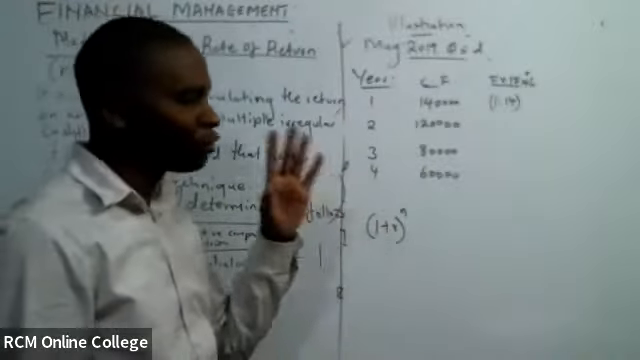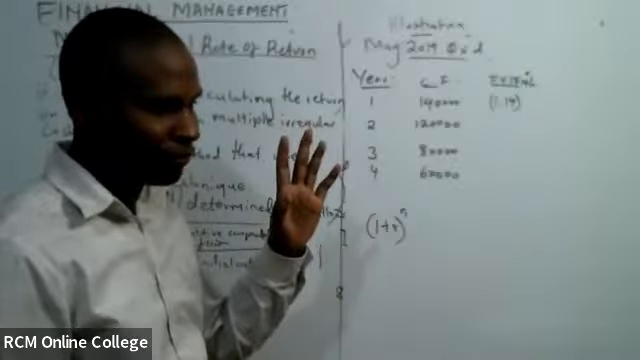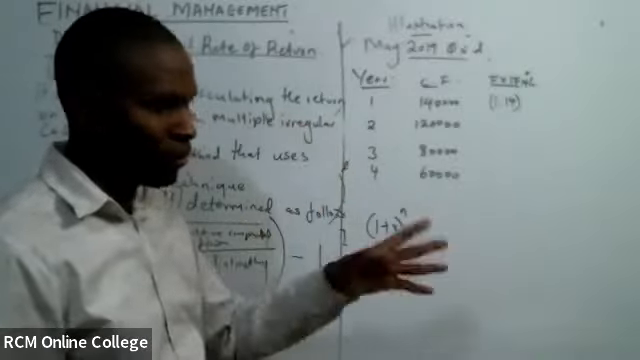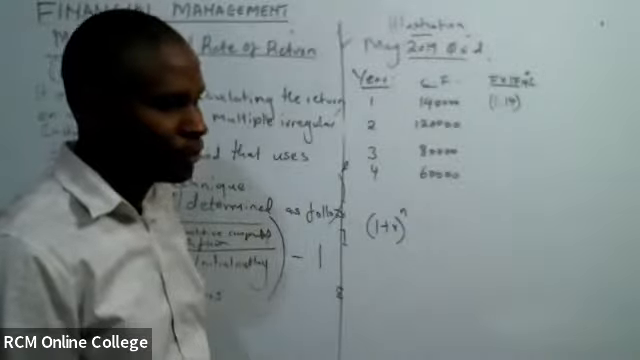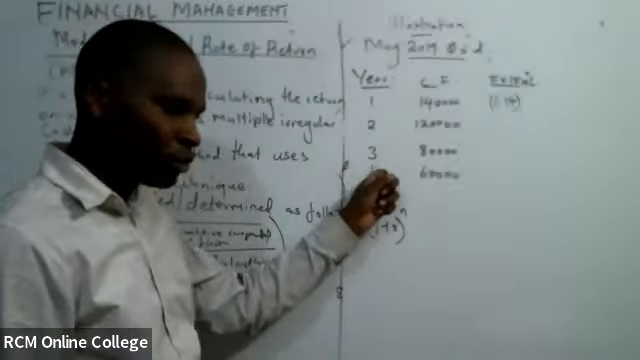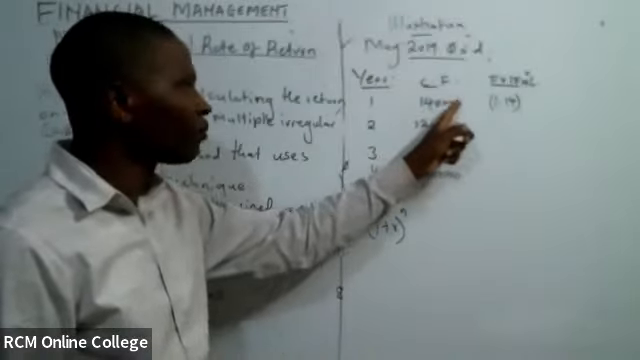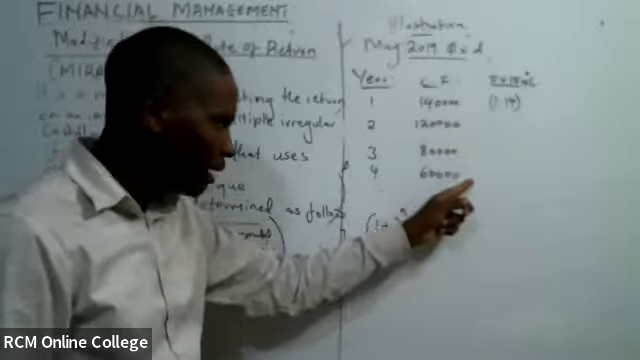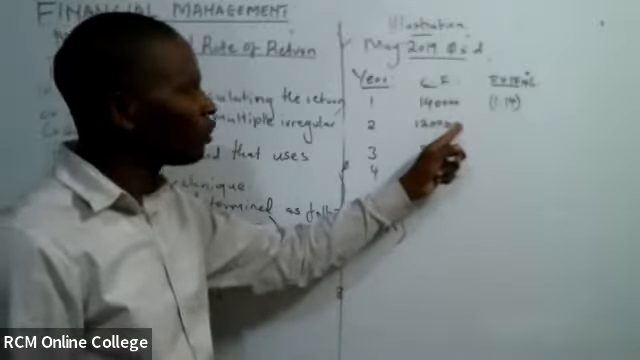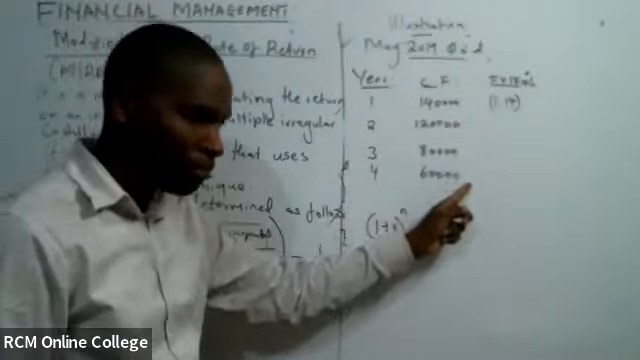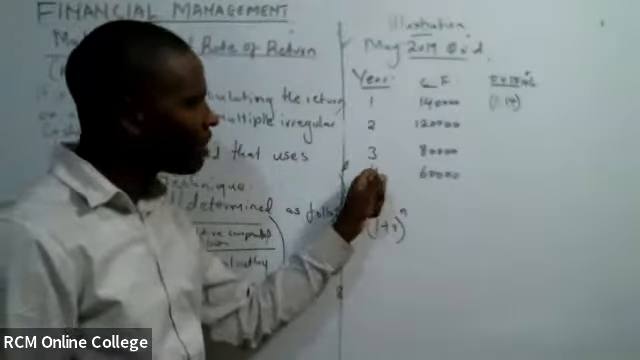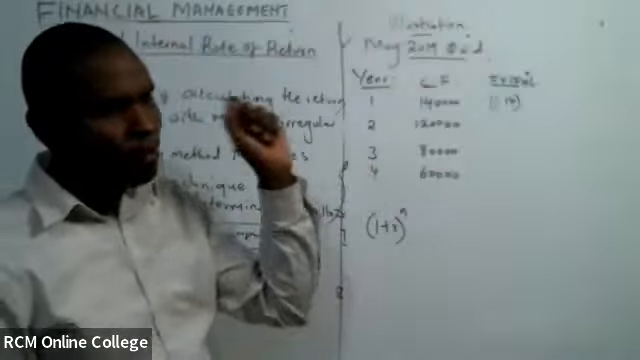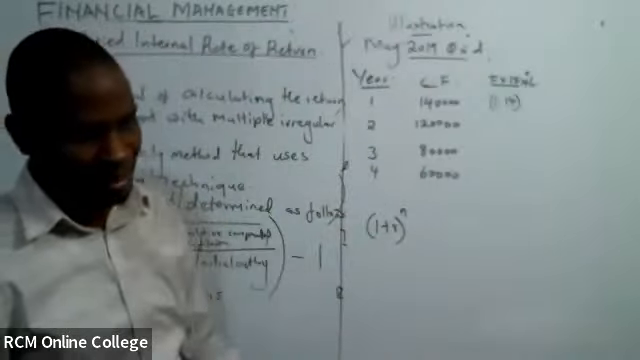Hiyo ndio kitu muhimu sana kujua hapa. Ukishajua hivyo uko sawa. Compound. Before we get to the future, which is the 4th year, this 140 will be compounded mara moja, mara mbili, mara tatu. What about my 120? Mara moja, mara mbili.